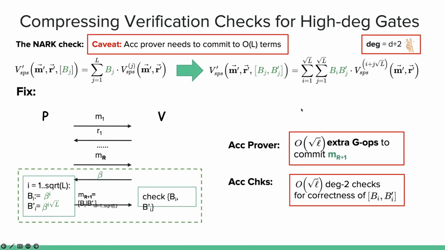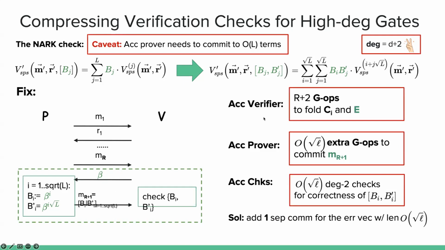And as we said before, now we only need one more commitment here, one more separate commitment for the error vector of length square root L. Finally, the accumulation verifier only needs to perform R plus 2 group operations. Basically, for this plus 2, one is exactly the final message that is added, and the other one is exactly the separate commitment for this error vector of length square root L.